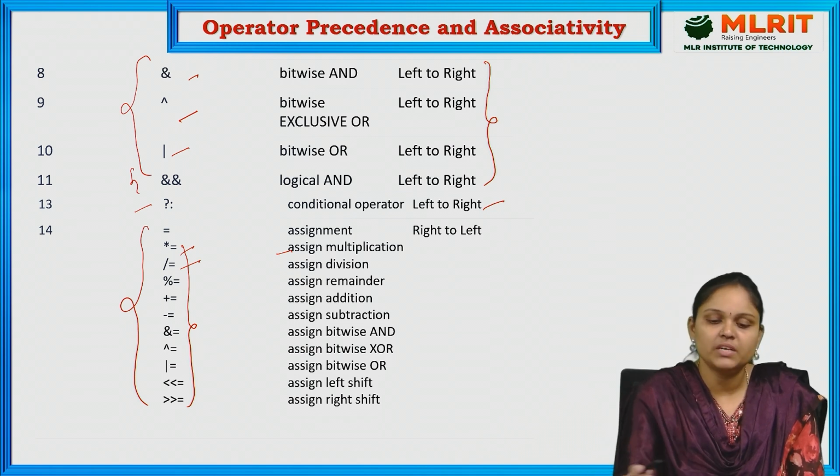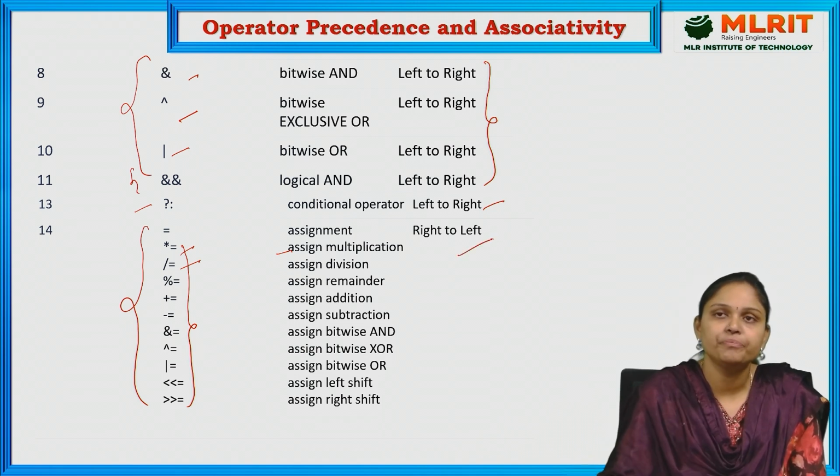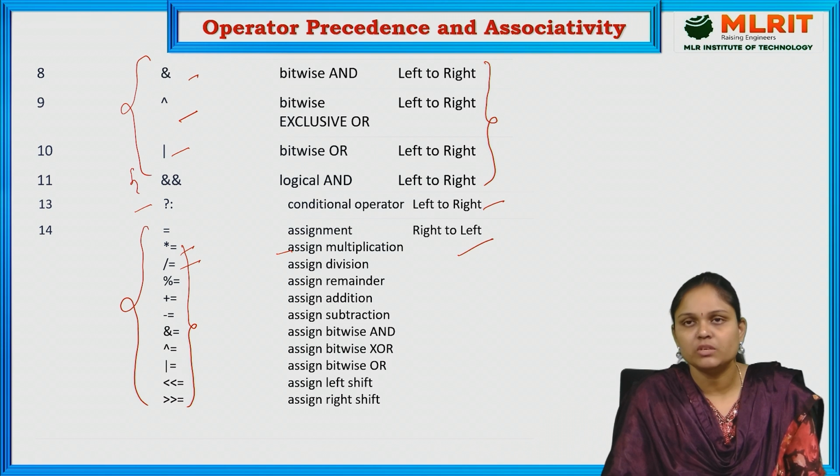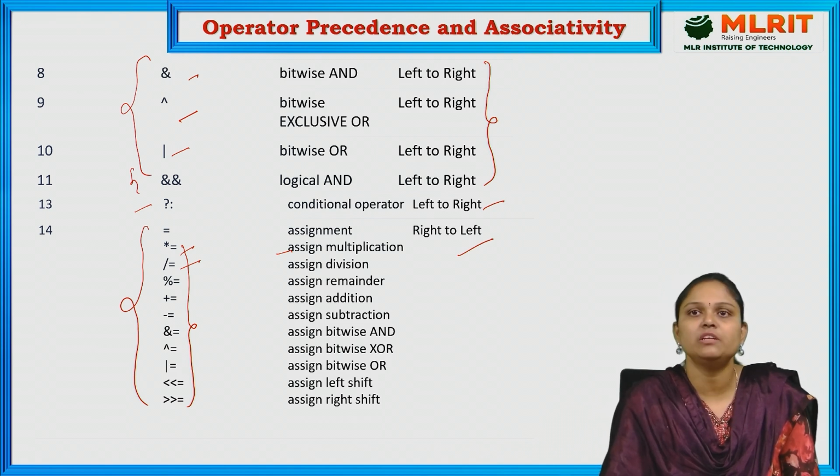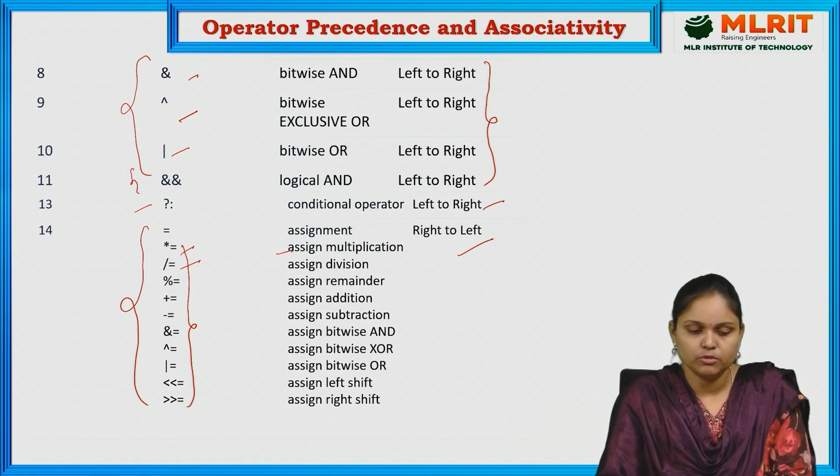So these operators have the associativity property from right to left. So whichever operator is on the right side will be evaluated first, and then it will go to the left side operator. And it has the fourth last priority. Assignment operators have the last priority.